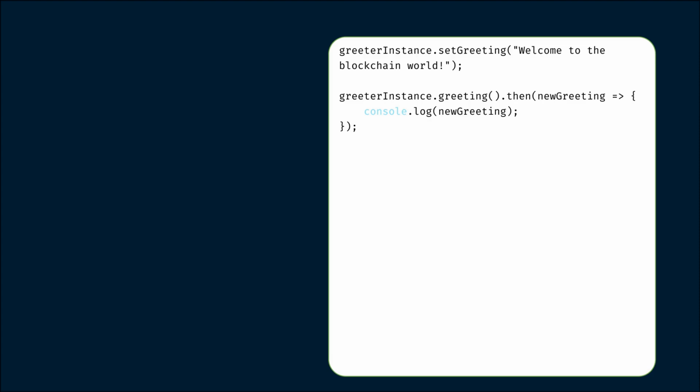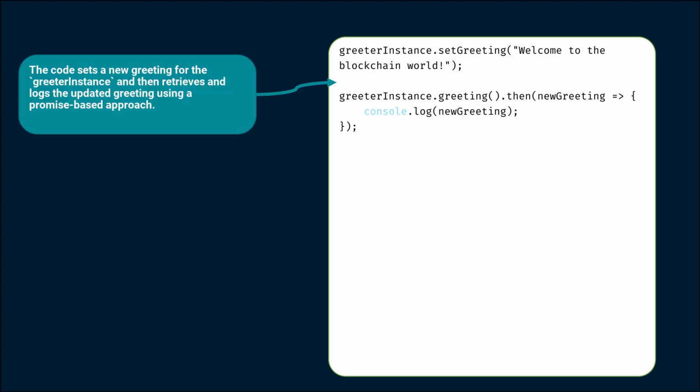Now that we've confirmed our Greeter contract is functional, let's test out the setGreeting function. To modify the greeting message, we will execute a command in the Truffle console, calling greeter instance, setGreeting, "welcome to the blockchain world". This command allows us to update the state of our smart contract by passing a new string that will replace the current greeting message.